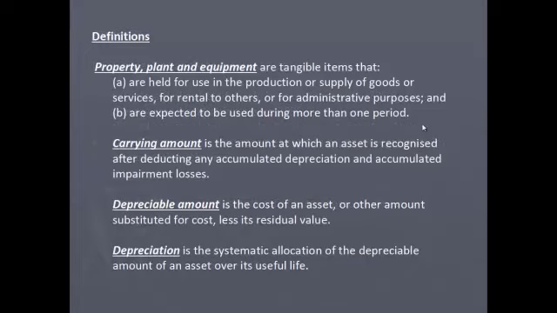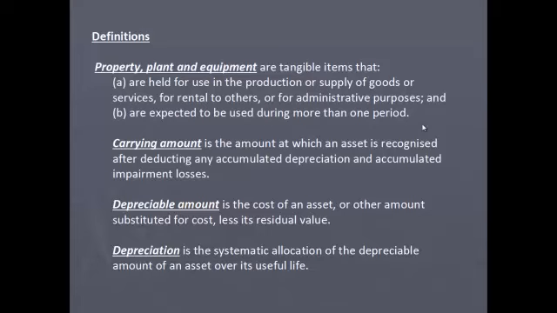Now I will focus on some definitions. IAS 16 gives some definitions. Property, plant and equipment are tangible items that are held for use in the production or supply of goods or services, for rentals to others or for administrative purposes, and are expected to be used during more than one period.